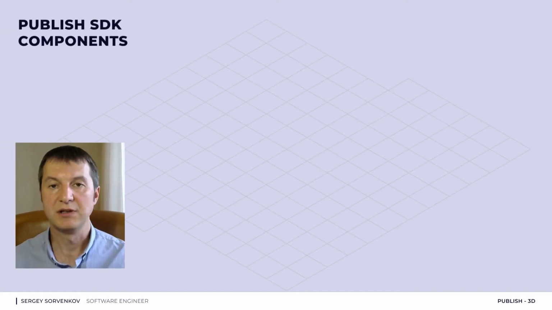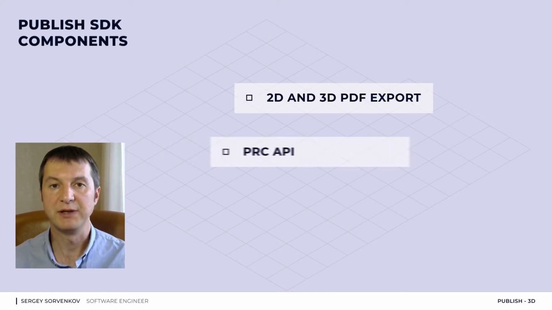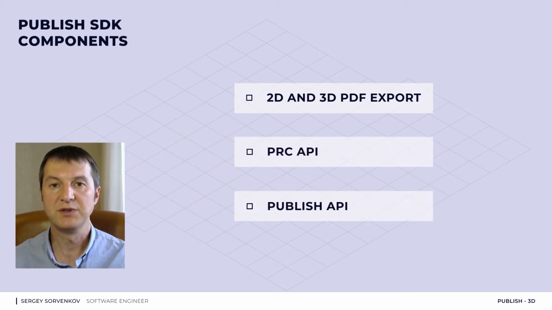The Publish SDK consists of 4 parts: 2D PDF export, 3D PDF export, PRC API, and Publish API. PDF export is the most well-known part. You can create a regular PDF file or files with an embedded 3D model. You can also export to a PRC stream using this export feature.